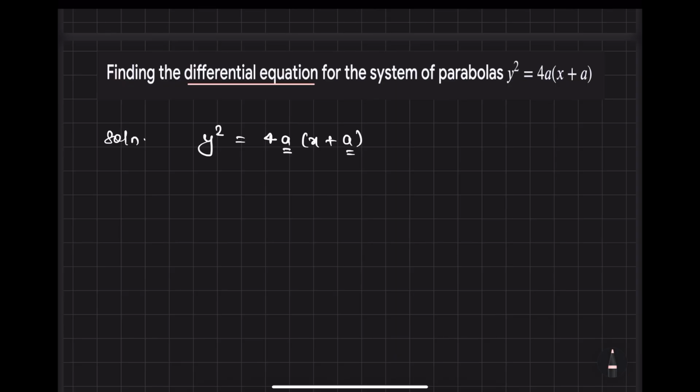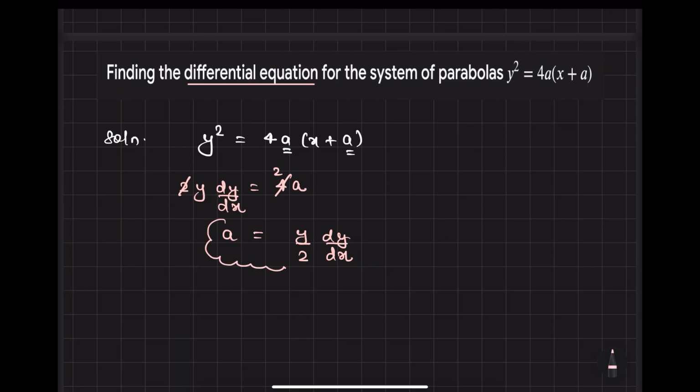So we need the differential equation. So what we will do, we will differentiate this function once, correct? So let's differentiate this function with respect to x. So can I write 2y dy by dx? We have to differentiate with respect to x. So we got 4a. Differentiation of x becomes 1, and this is a constant. Constant differentiation will become 0. Now look at this. We got the value of a as y by 2 dy by dx.